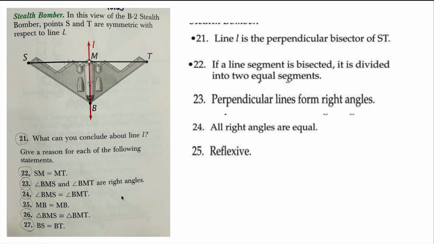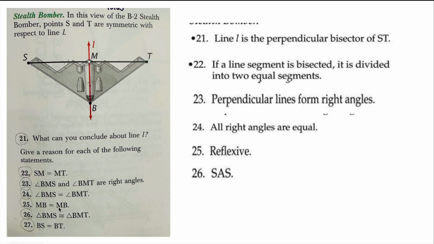26, triangle BMS, so BMS, we're going to use this side of the bomber, and triangle BMT are congruent. And how do we know they're congruent? Well, we know they share BM as one side. We also know from number 22 that SM and MT are the same distance, and we just talked about how this angle is the same as well. So side, angle, side. We know they're congruent because of the side, angle, side.